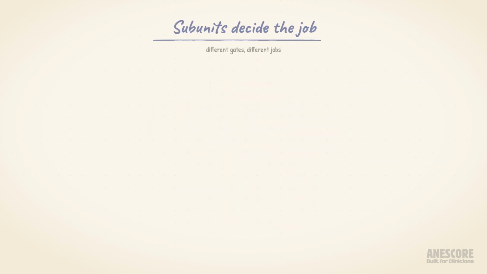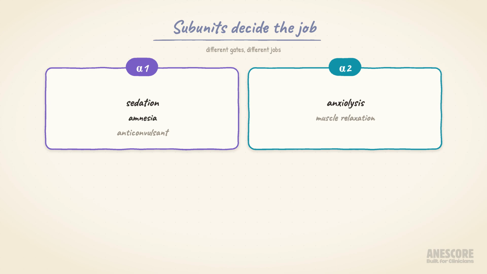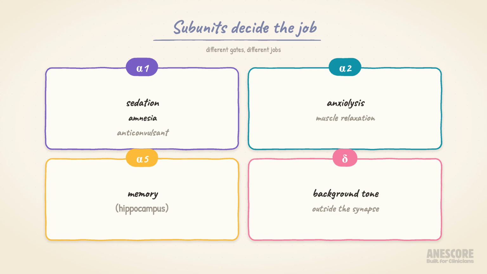The exact subunits a receptor is built from decide what it does. Gates built with alpha-1 drive sedation, the loss of memory, and the anticonvulsant effect. Alpha-2 gates relax muscle and melt anxiety. Alpha-5 gates sit in the hippocampus and shape memory. And a special group built with a delta subunit sits just outside the synapse, setting a constant background tone. Different gates, different jobs, which is why one sedative can feel quite different from another.